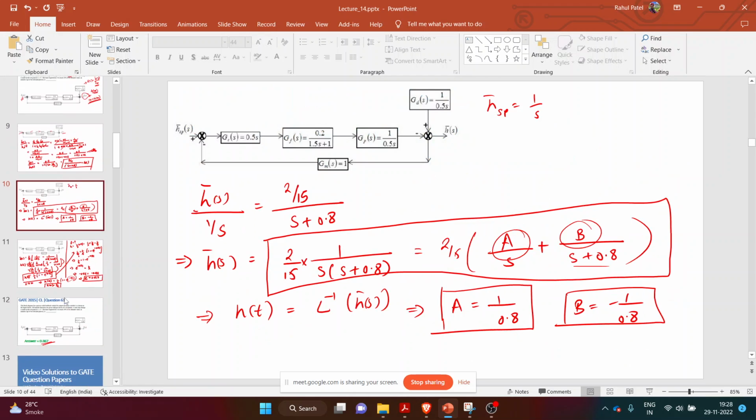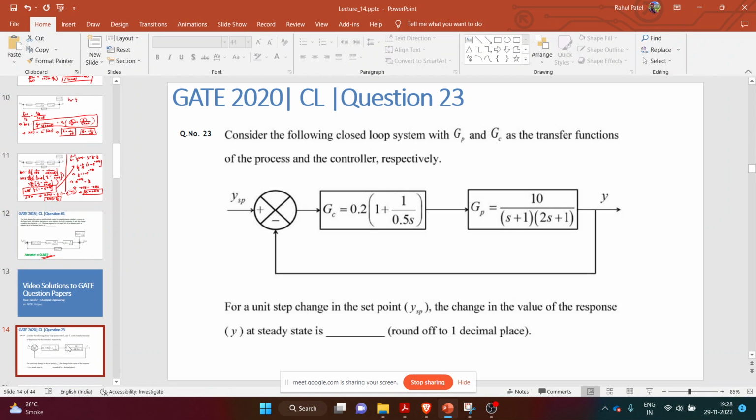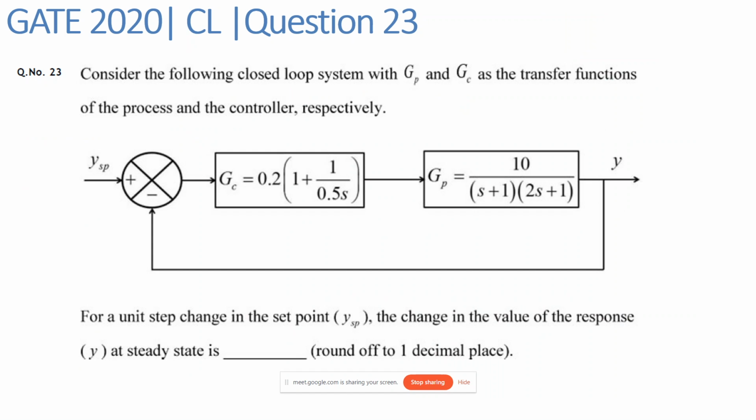Let's look at the next question. So the next question is similar to the previous one. The question is, consider the following closed loop system with GP and GC as the transfer function of process and controller respectively. For a unit step change in YSP, the change in the value of response Y at steady state is dash. So just similar to the previous question, we will first find the closed loop transfer function.